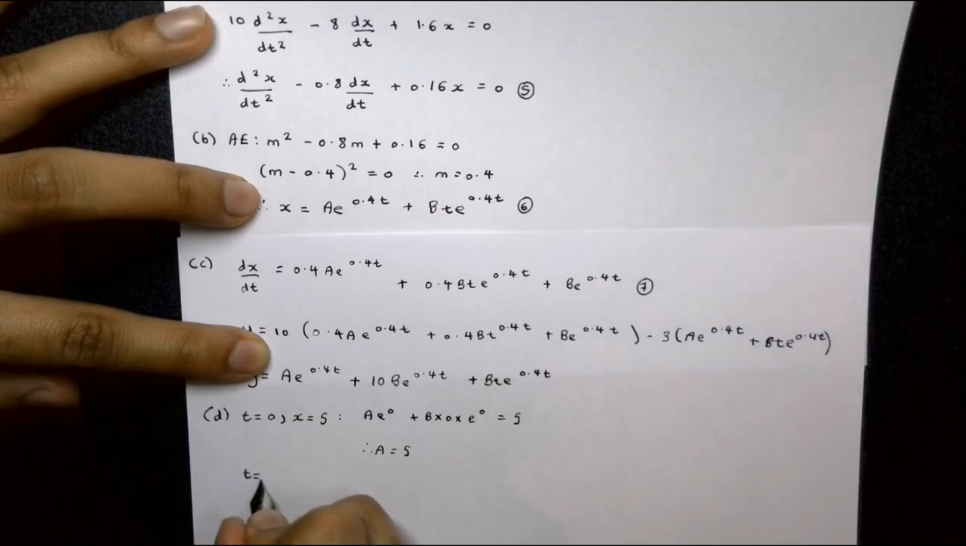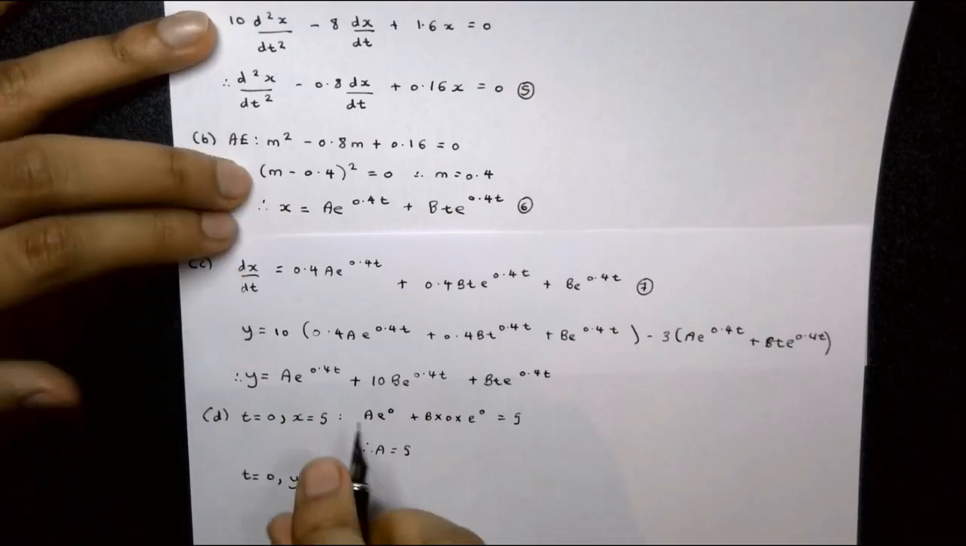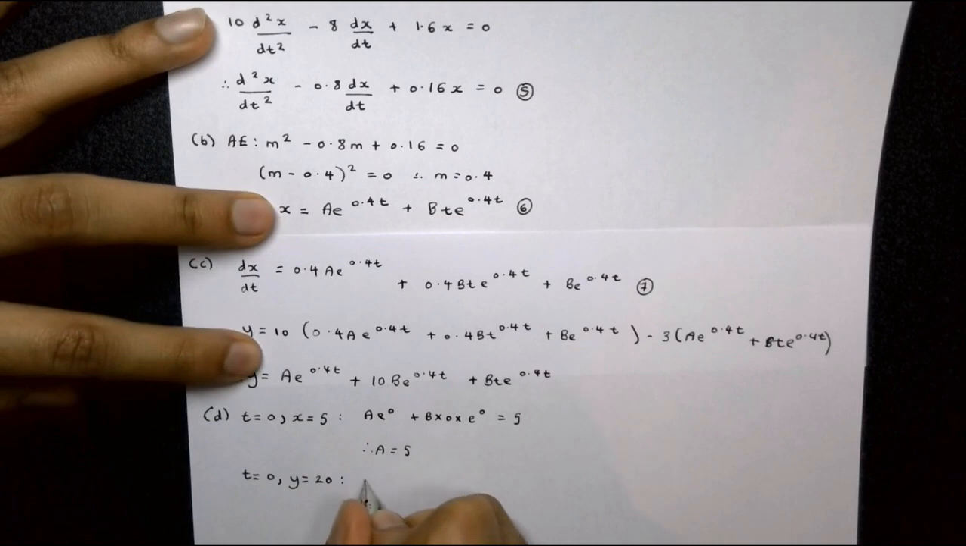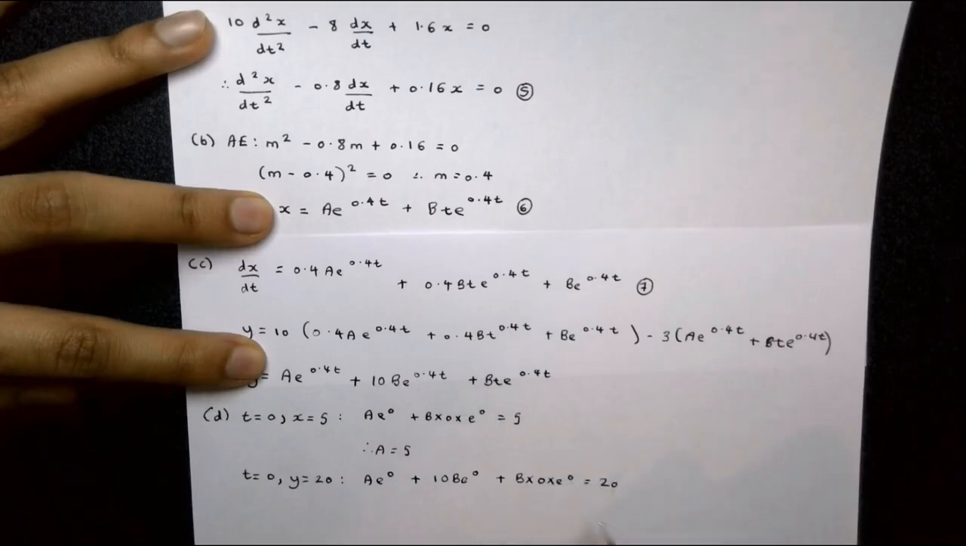And when t is equal to 0, we also know y is equal to 20. So if we take a look at y, we've got a e to the 0 plus 10b e to the 0 plus b times 0 times e to the 0, this is equal to 20. We know here we get 5, and then we've got 10b, this is equal to 20, so b is equal to 1.5.